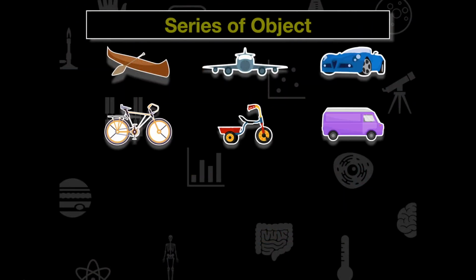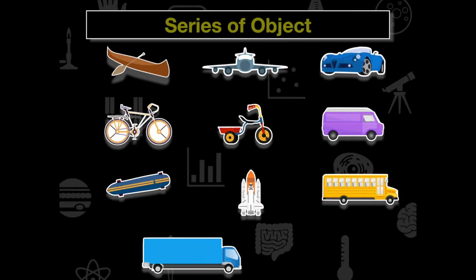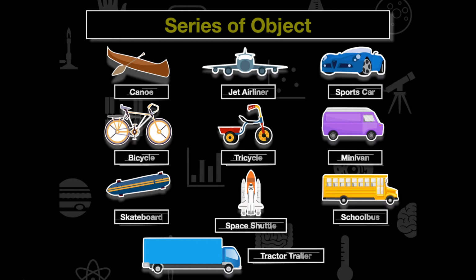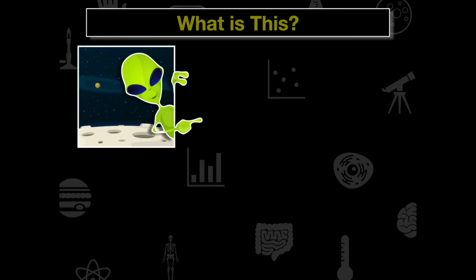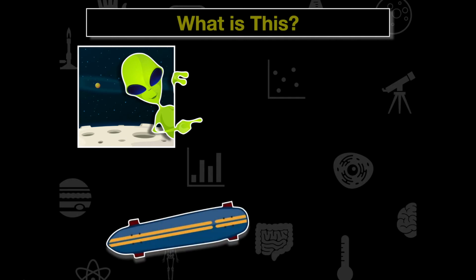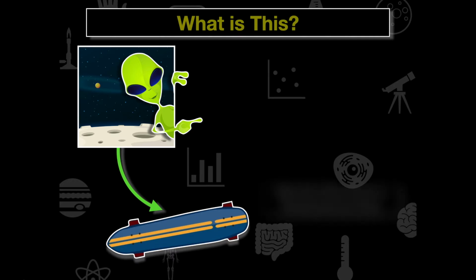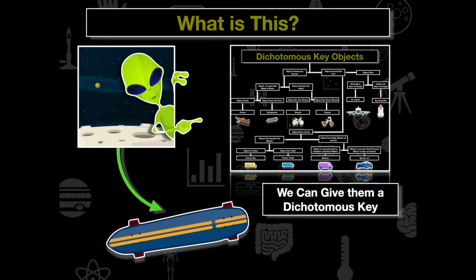So we have these series of objects here, and the goal for creating a dichotomous key, we may know what these series of objects are, but let's say somebody from outside of this planet, extraterrestrial life, does not know what these objects are. Well, this extraterrestrial life is going to need a set of rules or a set of tools to go through and identify these objects as they explore our planet Earth. So let's say we gave this extraterrestrial life this skateboard. Now we all know it's a skateboard, but how does he go through and figure out what that skateboard is? Well, we're going to provide him with a dichotomous key, and this dichotomous key is going to enable him to go through and figure out what these objects are.